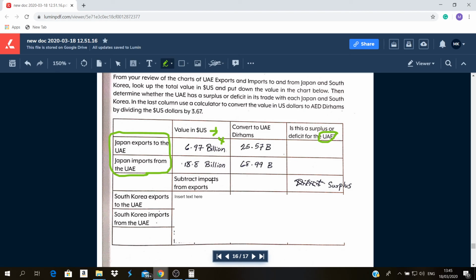Now it's surplus. Subtract the imports from exports. If we subtract it, be careful, we're speaking about the UAE, not things related to Japan. So if we subtract it, we're going to find that it's not minus, it's plus. So this means that it's surplus for the UAE. For this question, I want you to do it on your own. I'm going to show you only the final answer. It's going to be surplus, but I want you to do it on your own.